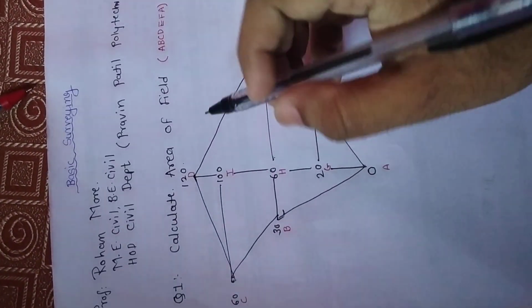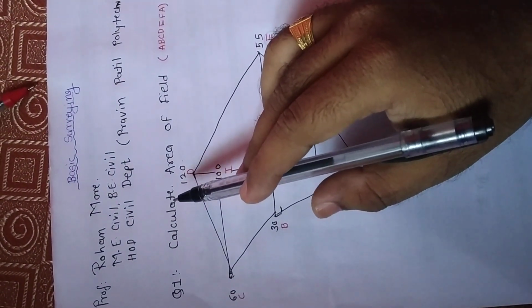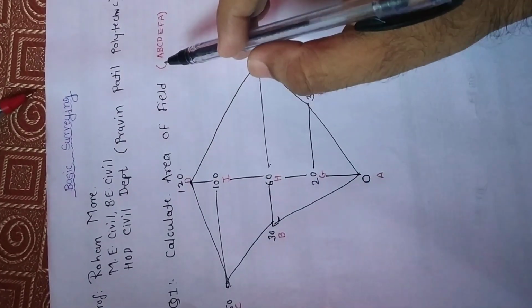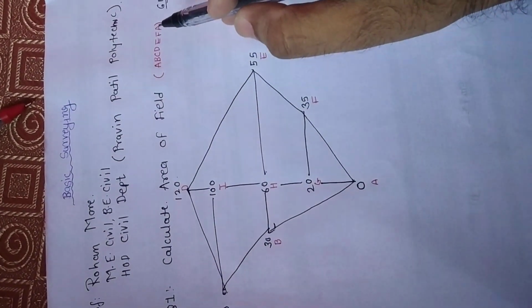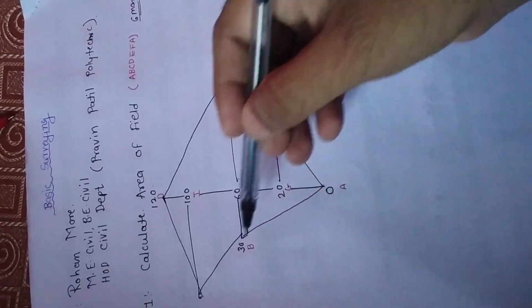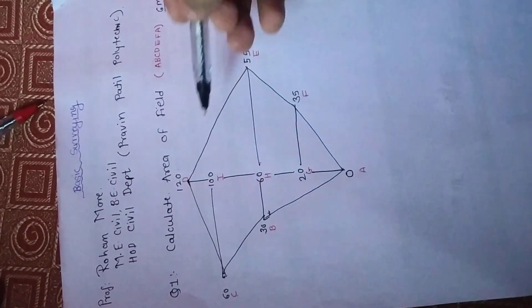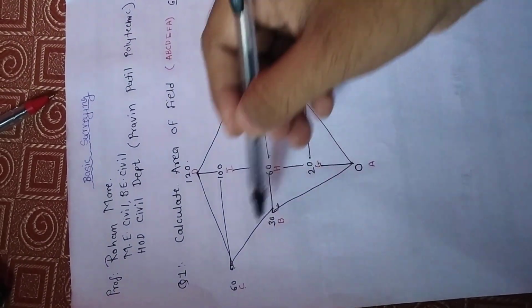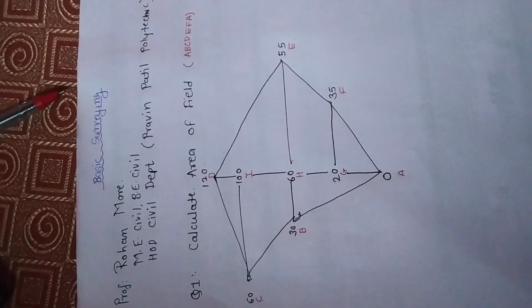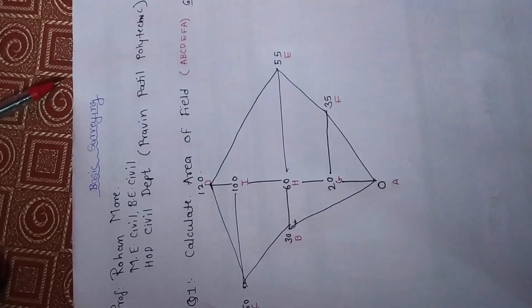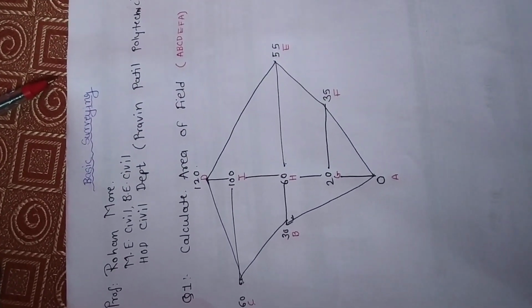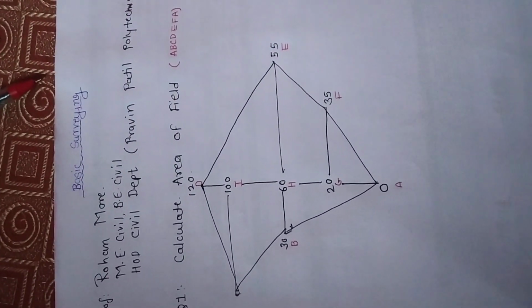As we see in the figure, they have given: calculate the area of the field A, B, C, D, E, F, A. We have to calculate this area. The first step is to divide the total figure into a number of parts.